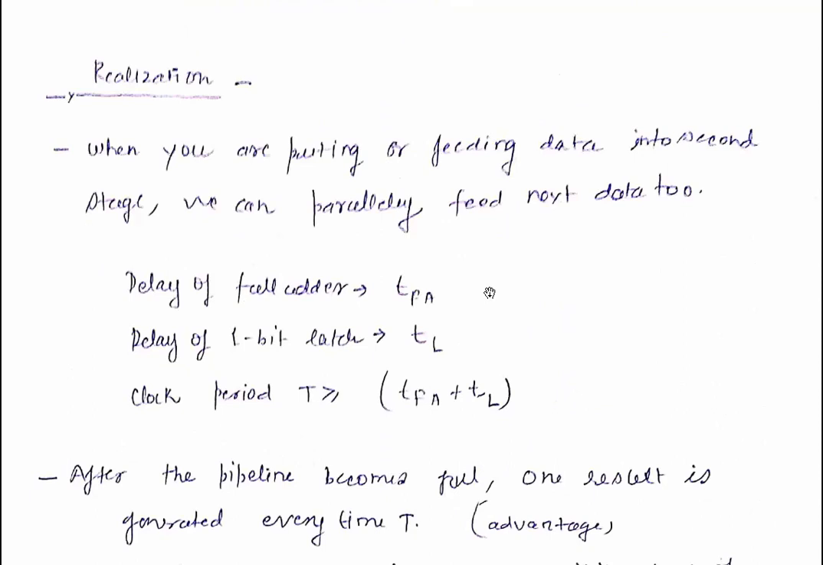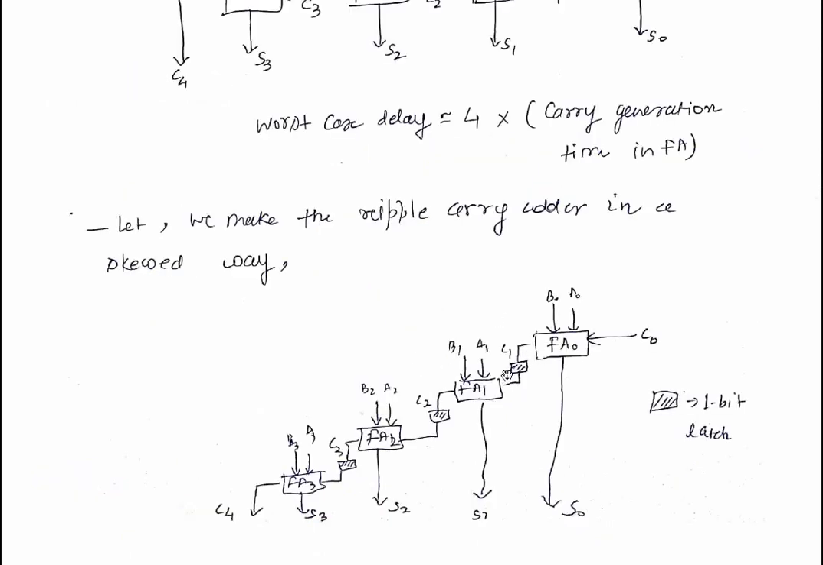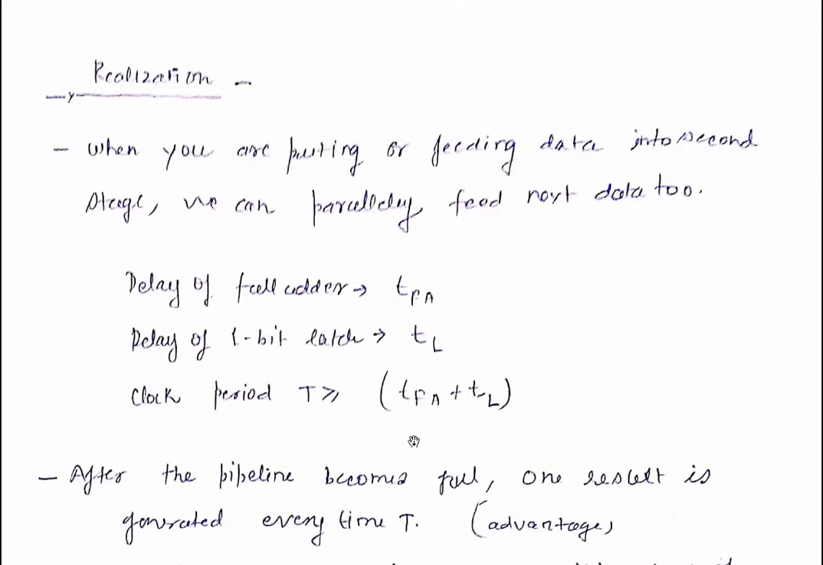The realization is, when you are feeding data into the second stage, we parallelly feed the next data too. That means when your carry becomes available, you would have already evaluated the addition result for the next stage. I have already shown you that these are latches, so intermediate carry results are stored in latches. Let's say the delay of a full adder is TFA and the delay of a 1 bit latch is TL. The clock period must be greater than or equal to TFA plus TL.